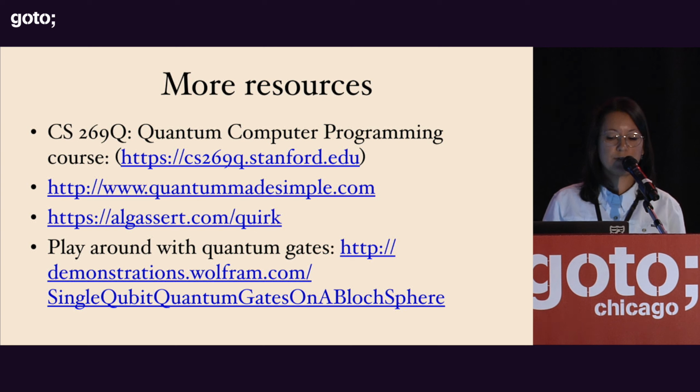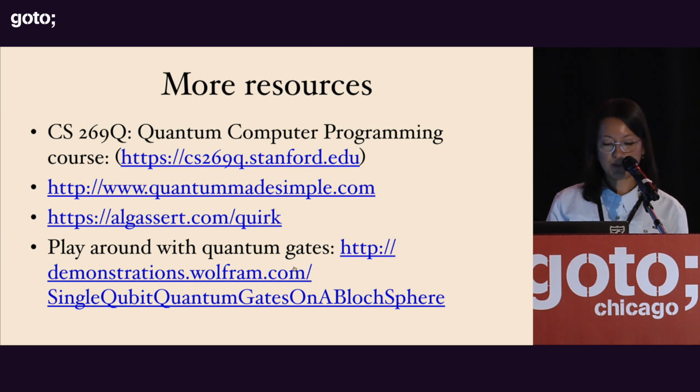There are some more resources here if you're interested. Will Zhang, a former colleague of mine, is teaching a course at Stanford. There's a bunch of resources on there, lecture slides. He explains everything really well. QuantumMadeSimple.com is very cool. It's not specific to quantum computing, but if you're interested in learning more about quantum mechanics and how atoms work, go there. Then there's this website called Quirk, which is really cool for creating all these quantum circuits that I showed you, and it shows you the states and the probability distributions.